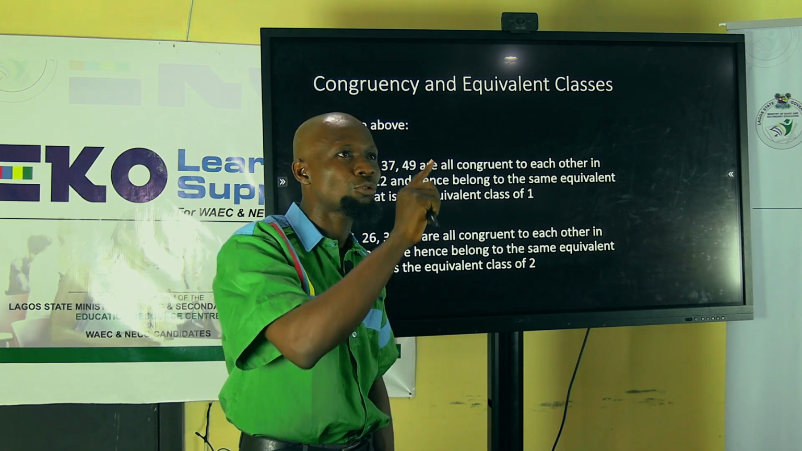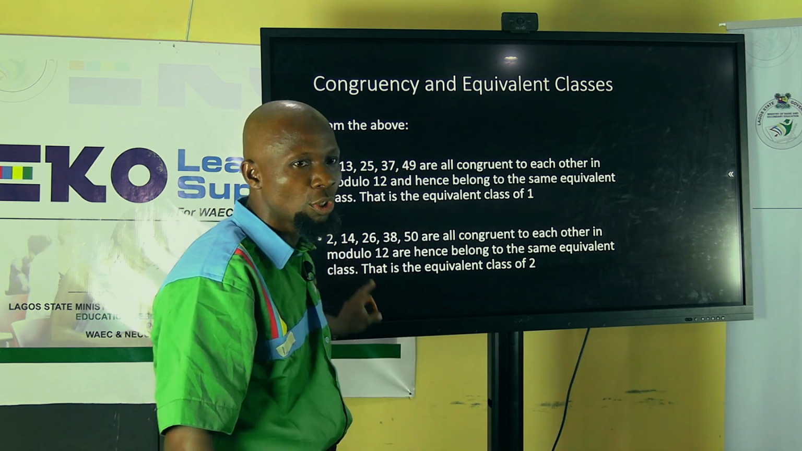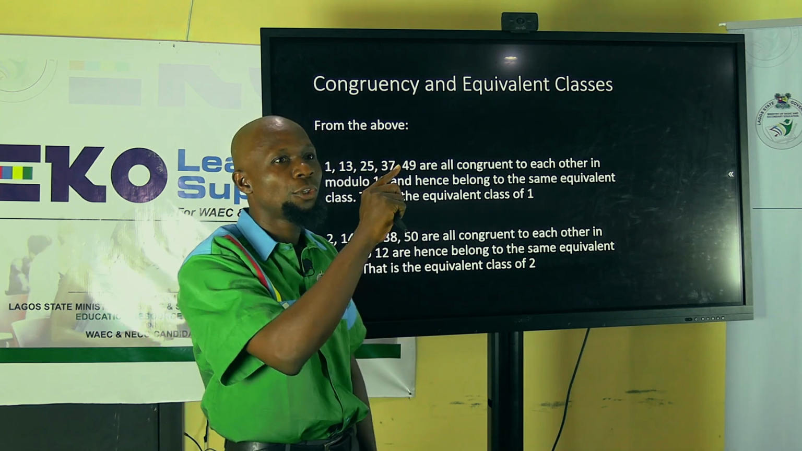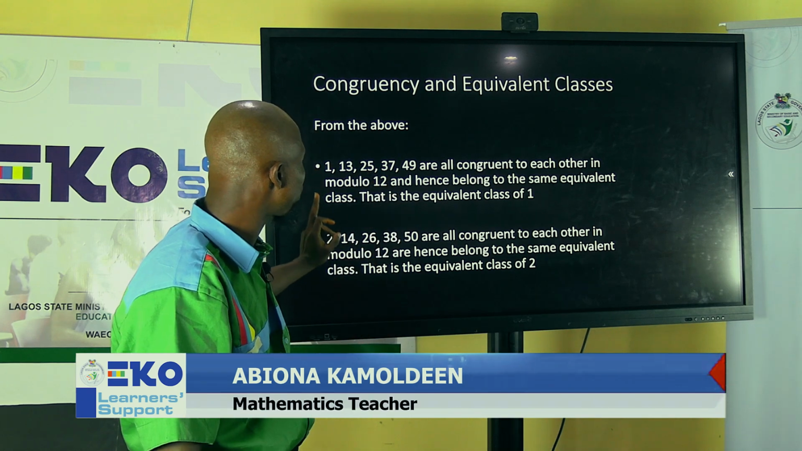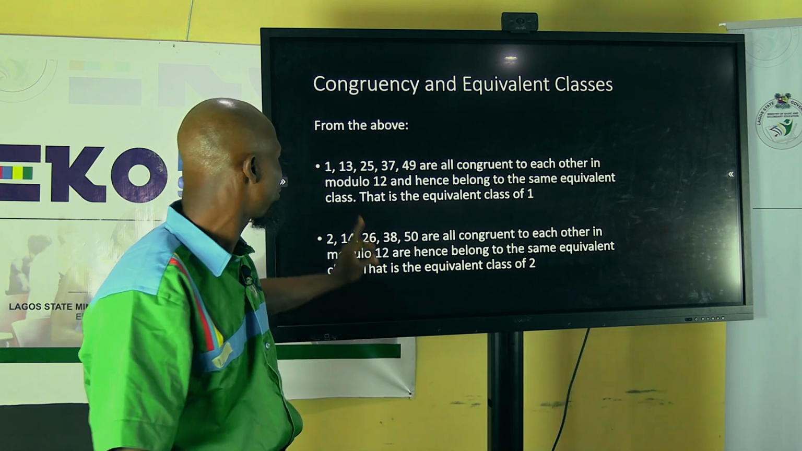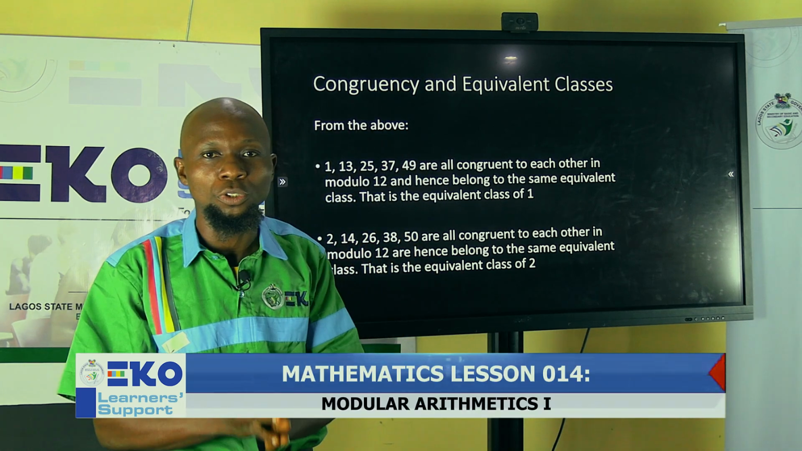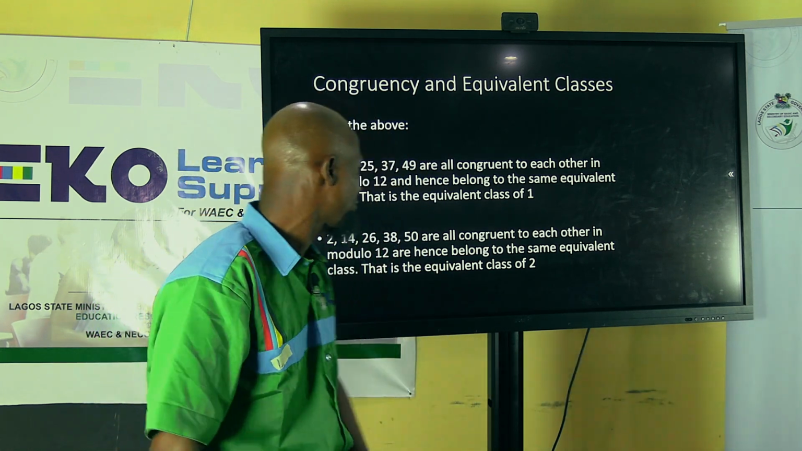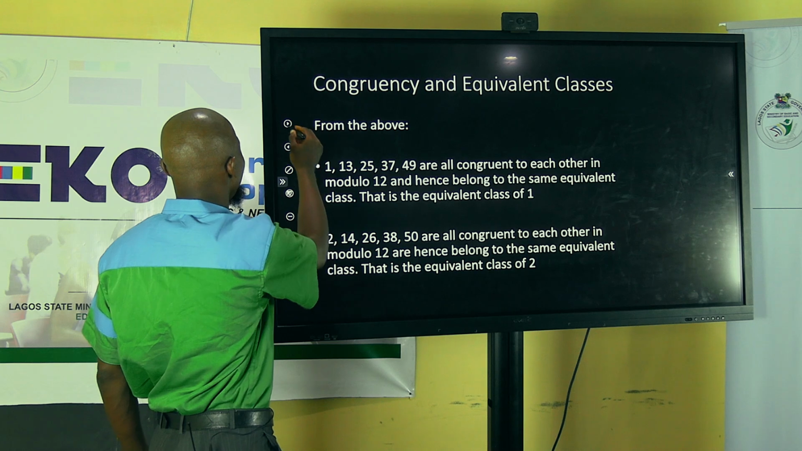The same thing applies to 2. After 12, 13 will be 1, 14 will be 2. The same thing, 24, 25 will be 1, 26 will be 2. So we have 2, 14, 26, 38, 50, and so on. They also belong to the same congruent class, and we refer to that as the equivalent class of 2. So we name them all 2.